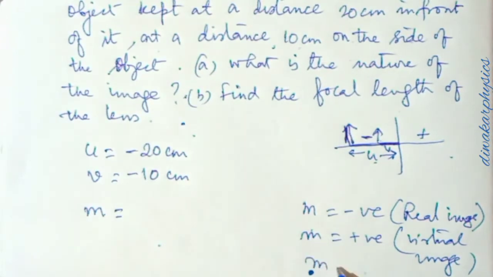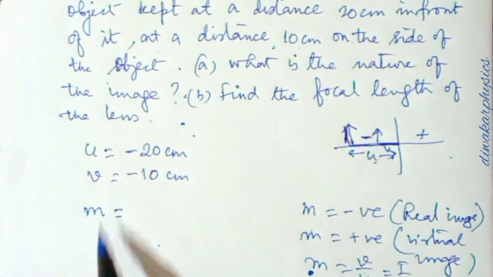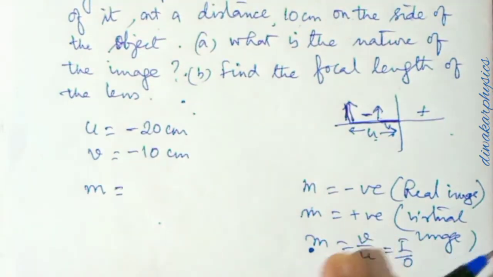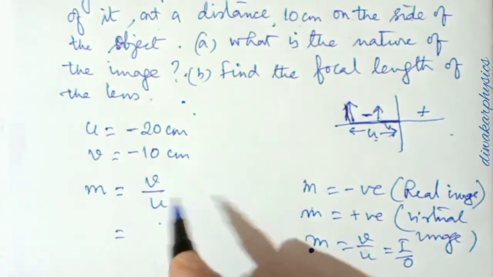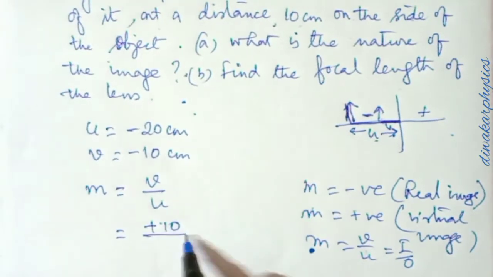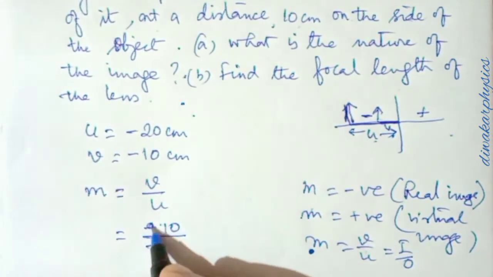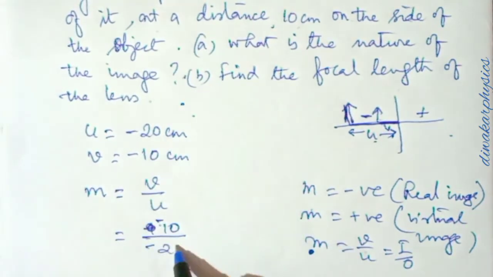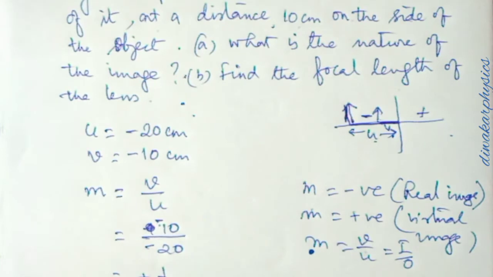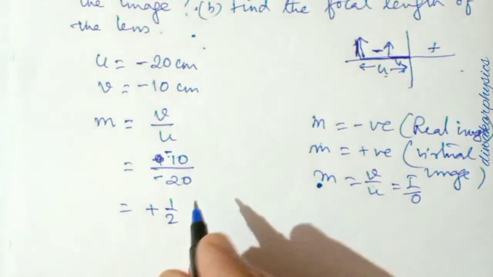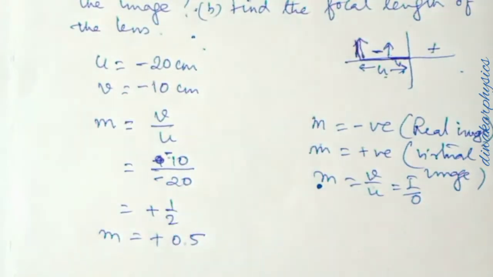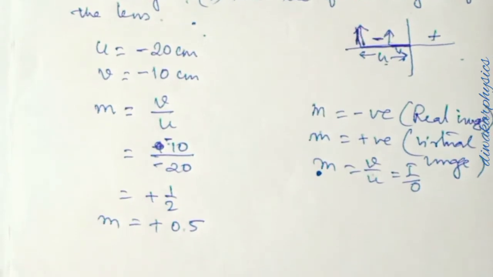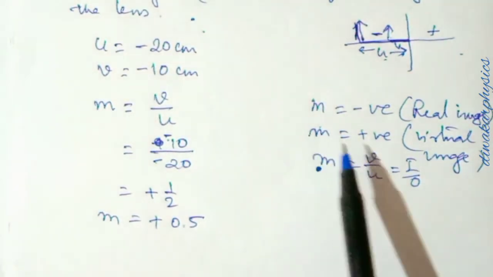So what is the formula of m? v by u, or I by o. Now here v and u are given, so obviously we will be using m is equal to v by u. V is minus 10, u is minus 20. So it is plus half, that is plus 0.5. So m has no unit, it is just a number. Okay, so what sign we have got? Positive.